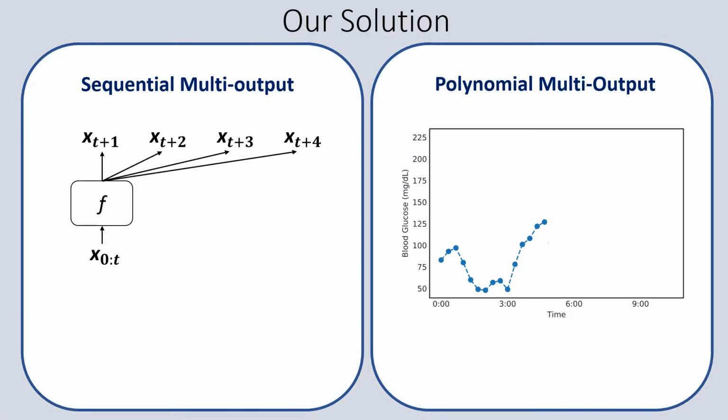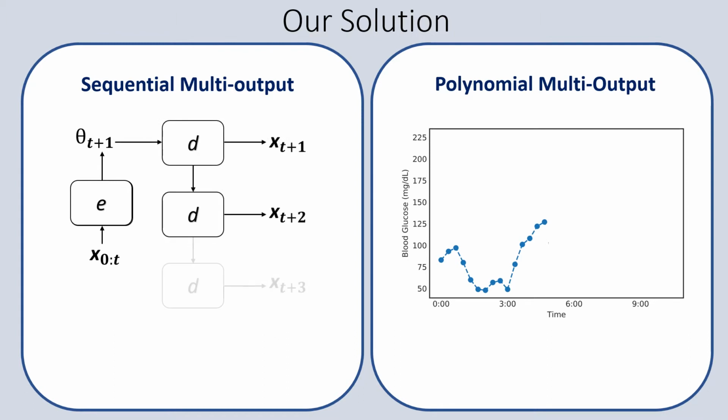We present two complementary modifications to fix these issues: sequential and polynomial multi-output models. In the sequential multi-output model, we model dependencies over the output window using a recurrent decoder. By predicting multiple steps into the future, the model learns to recover from recursive error accumulation.